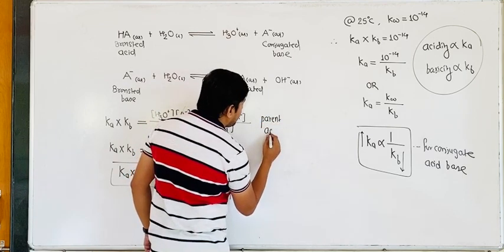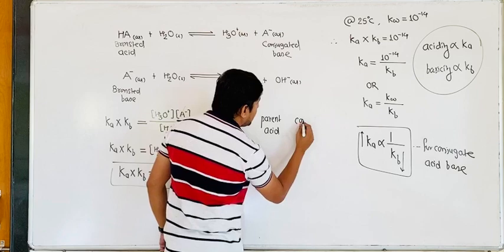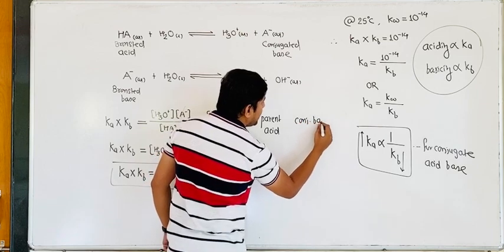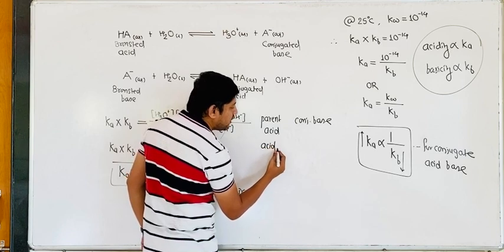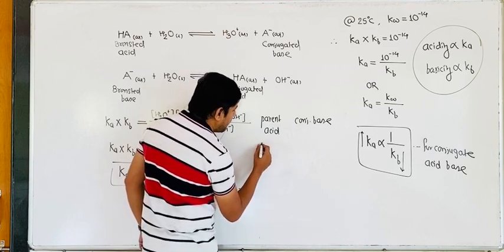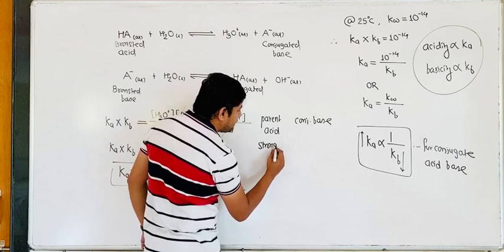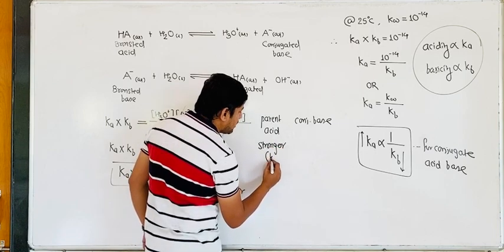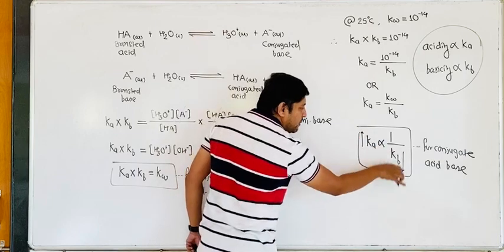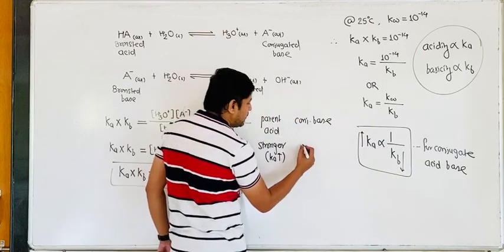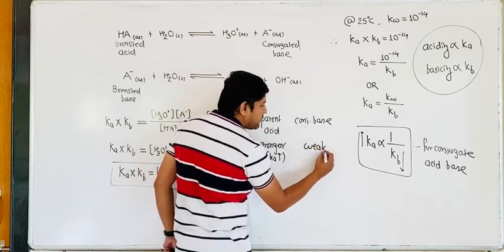Parent acid and conjugate base. When parent acid itself is stronger means Ka value is high. Ka value is high means Kb value is less. Kb value is less means conjugate base is weak.